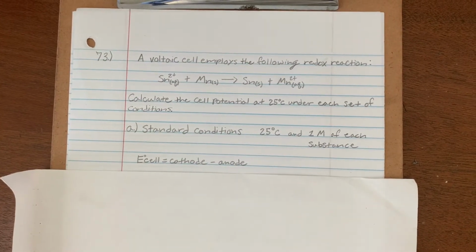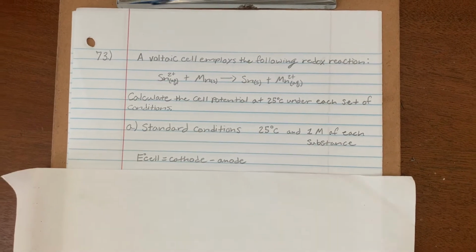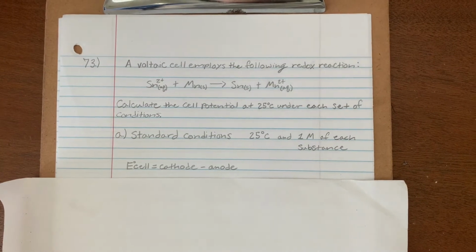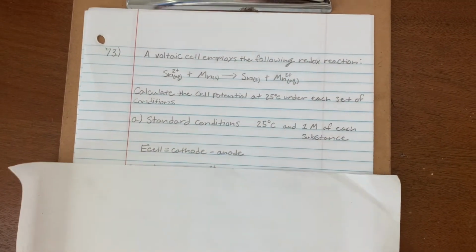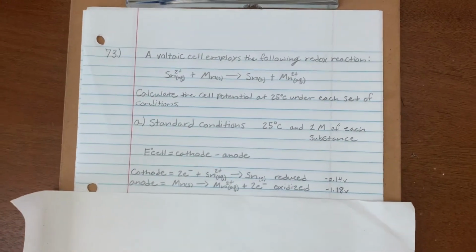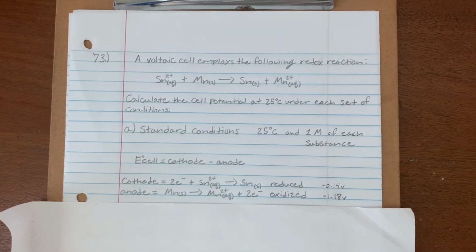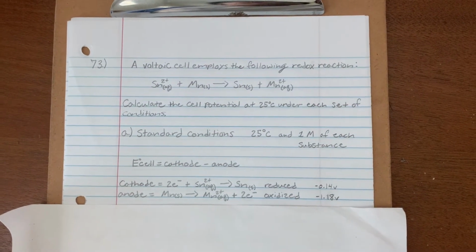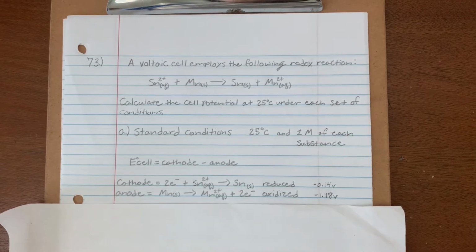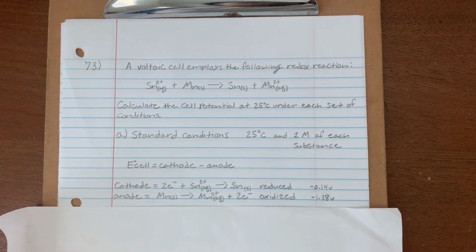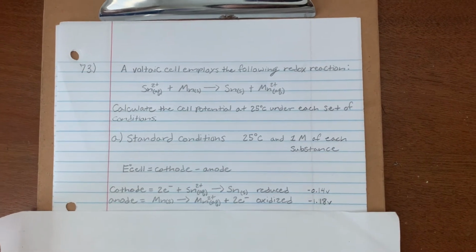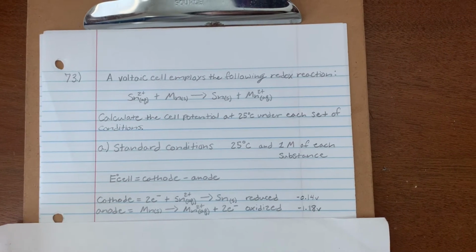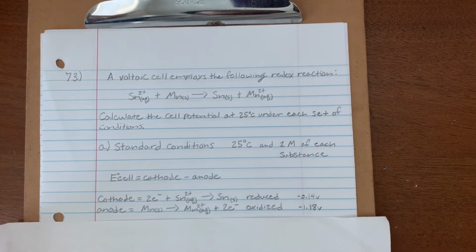Because we are working in standard conditions, we can use the equation E cell at standard conditions equals cathode minus anode. To figure out which substance is acting as the cathode and which as the anode, we will write down the half reactions for both substances. Tin 2+ aqueous is going to tin solid. In this reaction, tin is gaining 2 electrons and therefore being reduced, so it is acting as our cathode.